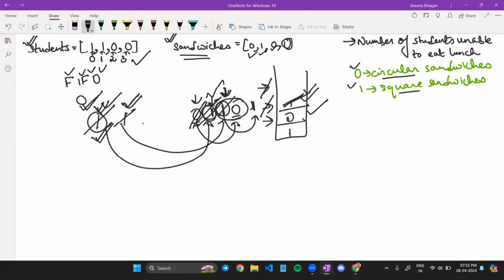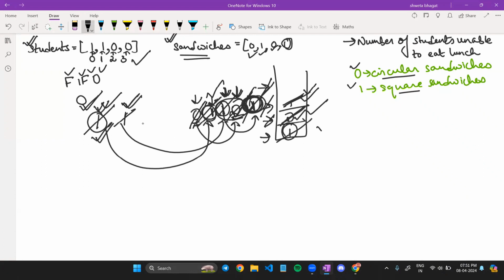Now we will see that this is the child at the front. And what sandwich does he want? He wants a circular sandwich. So since at the top we have a circular sandwich, what will happen? His order will get served. And this circular sandwich, we will remove it because it was given to this particular child. Now we have only one child who wants a square sandwich. And what is at the top of the stack? At the top of the stack, we have a square sandwich. So we will give this child his order and we will remove this.